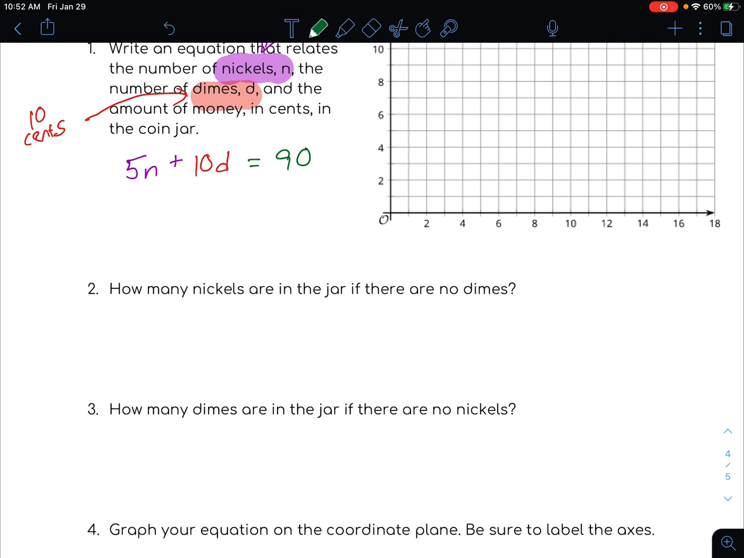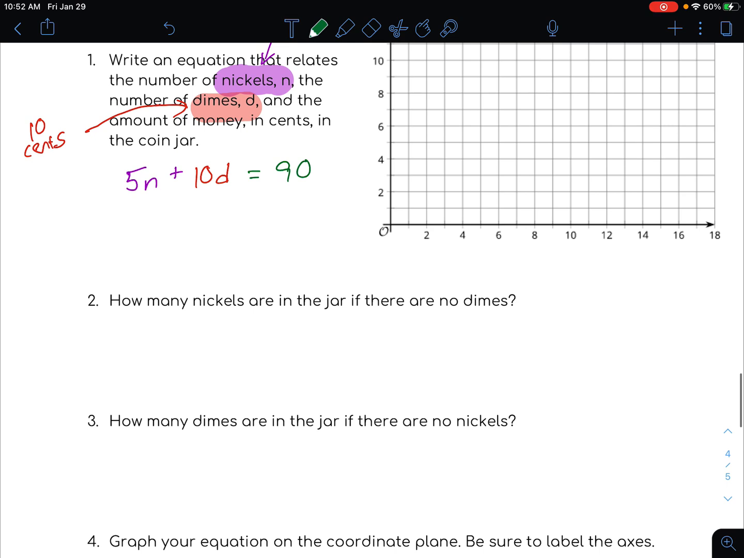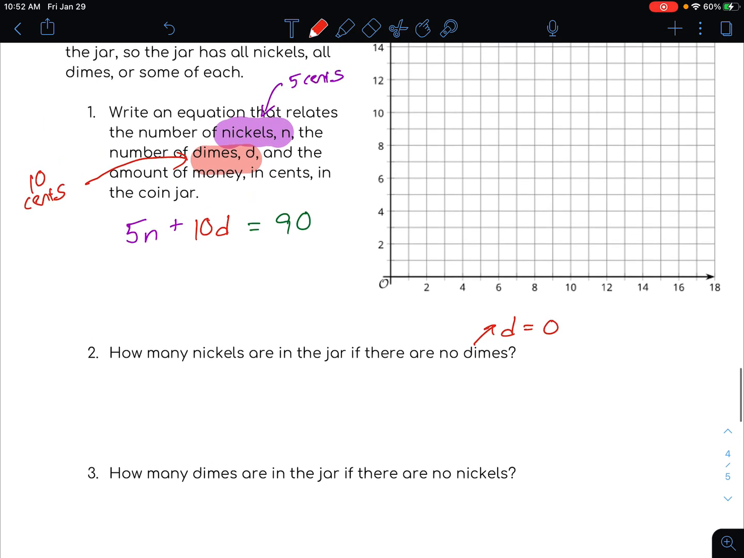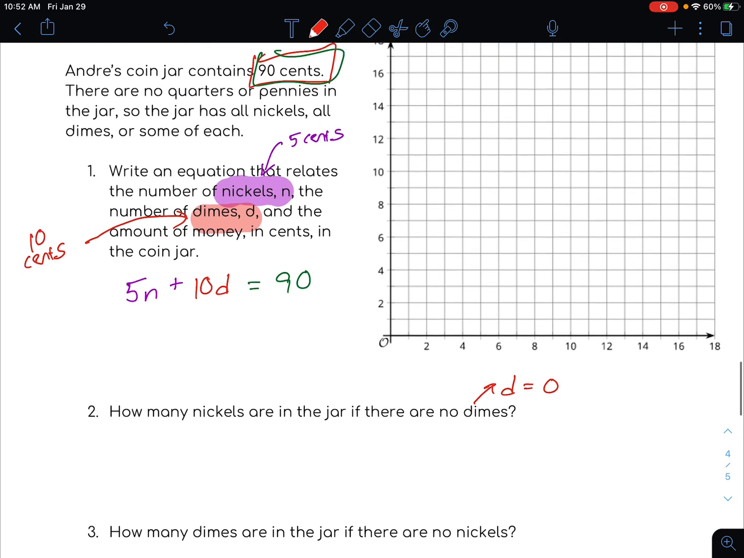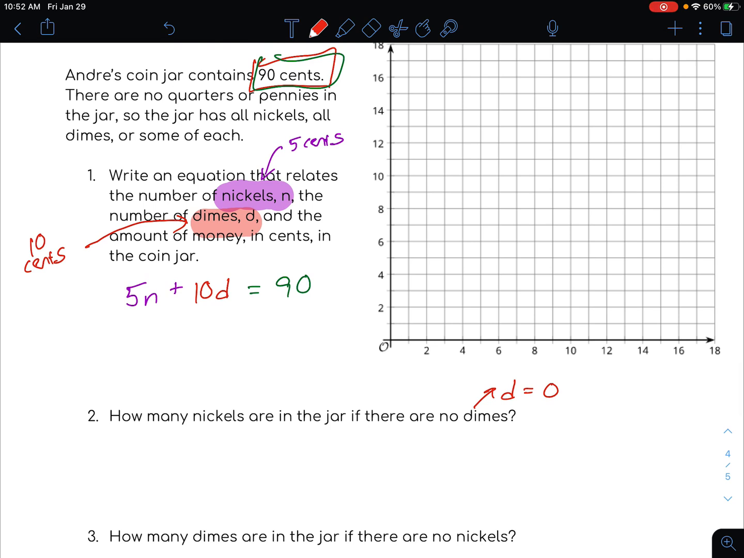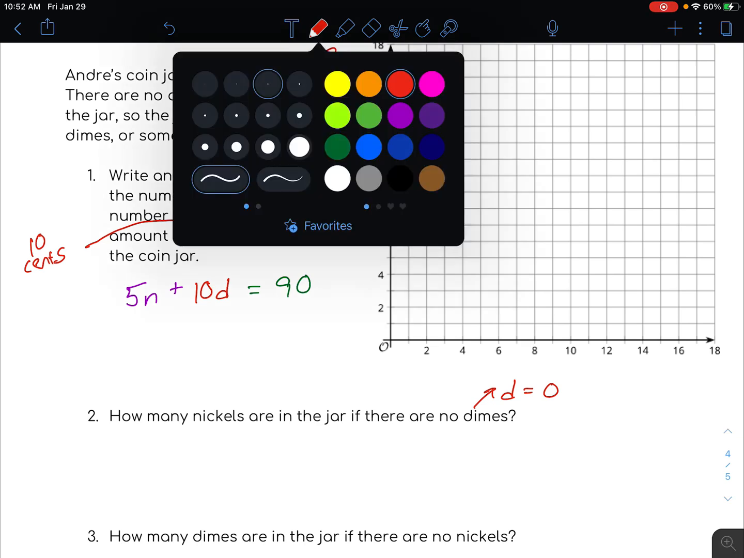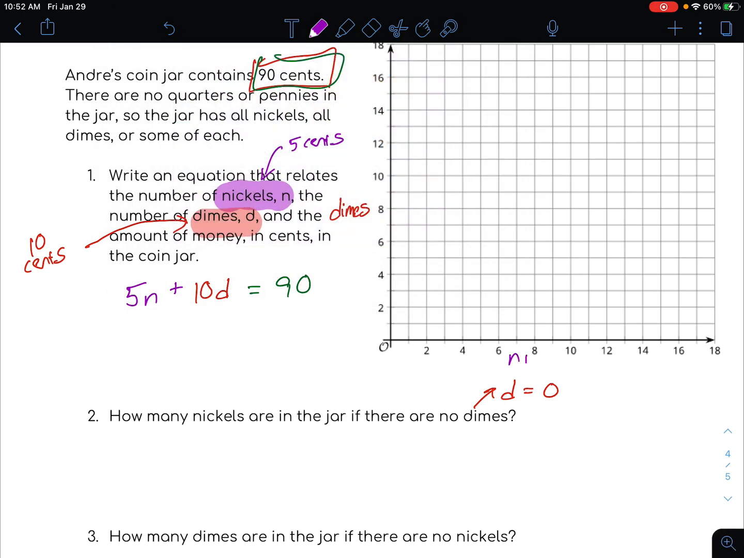So kind of similar to what we did in the previous problems, how many nickels are in the jar if there are 0 dimes? Okay, so in this case, we're saying D is equal to 0. Just so we are clear here, the way we wrote this was that the second one was dimes. Let's label this dimes. And then the first one was nickels, so let's label the x-axis nickels. That way we're kind of tracking. So in this case, we're really looking at the y value is 0. So D is equal to 0.